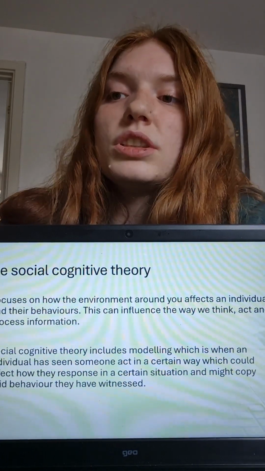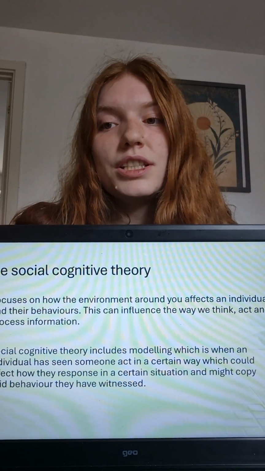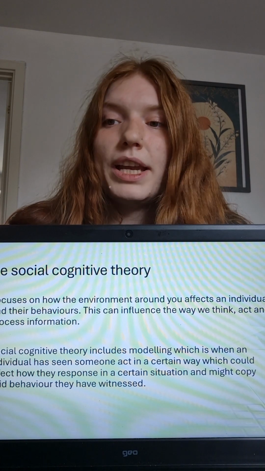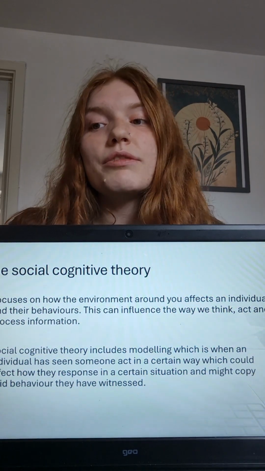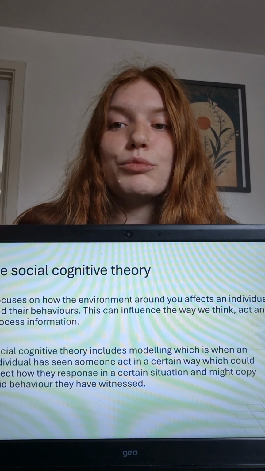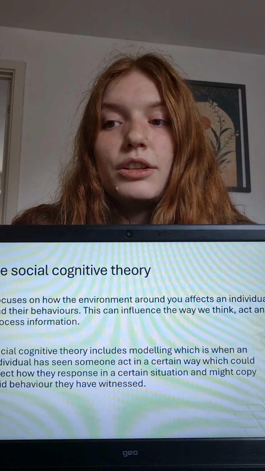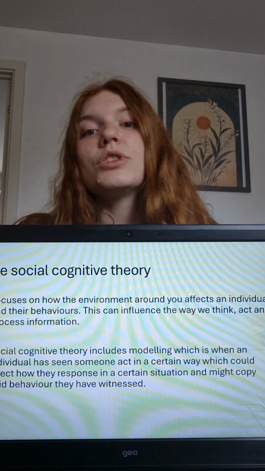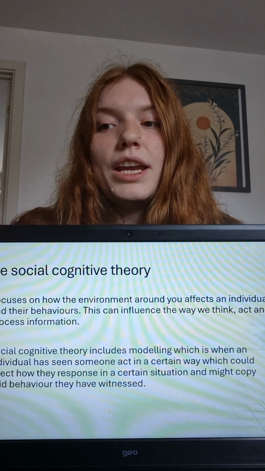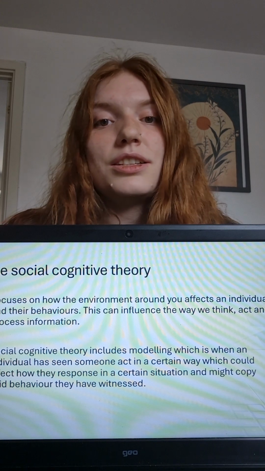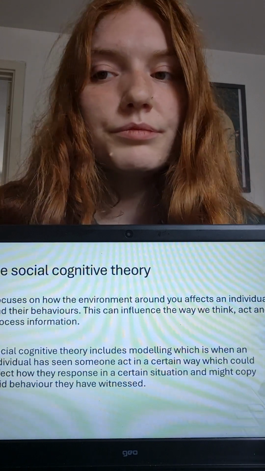The social cognitive theory. This focuses on how the environment around you affects your behaviours. This can also affect the way you act, think and process information. The social cognitive theory includes modelling. This is when someone sees someone behaving in a certain way and you adapt the behaviour in the same situation.